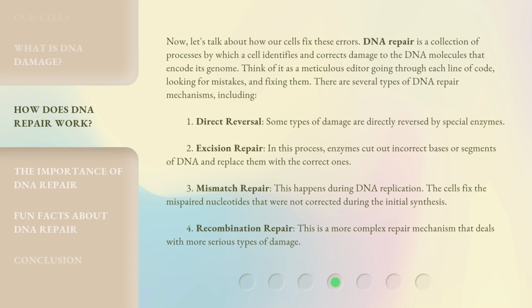1. Direct reversal. Some types of damage are directly reversed by special enzymes. 2. Excision repair. In this process, enzymes cut out incorrect bases or segments of DNA and replace them with the correct ones. 3. Mismatch repair. This happens during DNA replication. The cells fix the mispaired nucleotides that were not corrected during the initial synthesis. 4. Recombination repair. This is a more complex repair mechanism that deals with more serious types of damage.